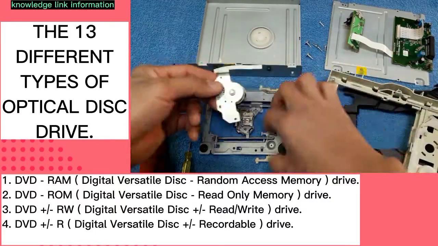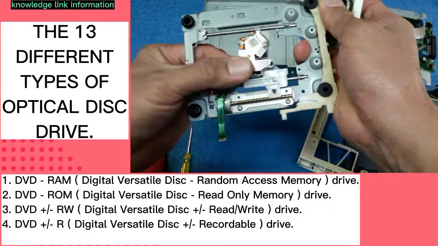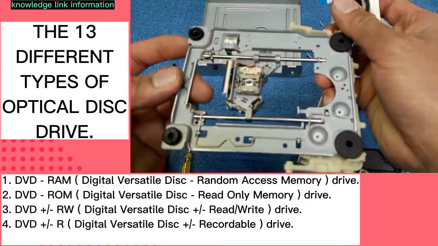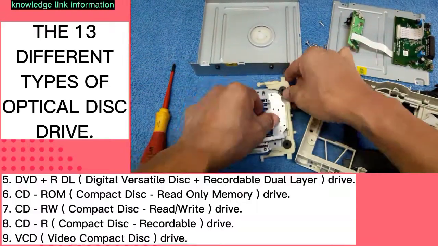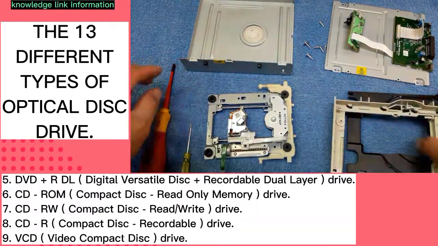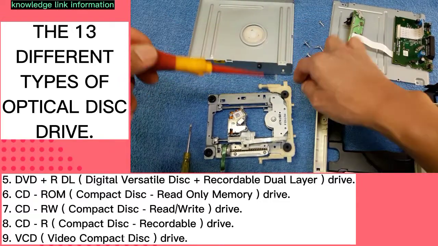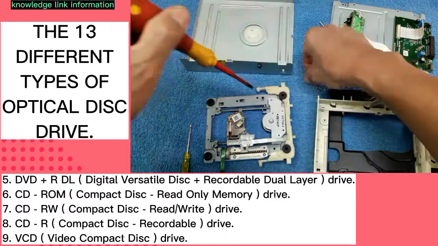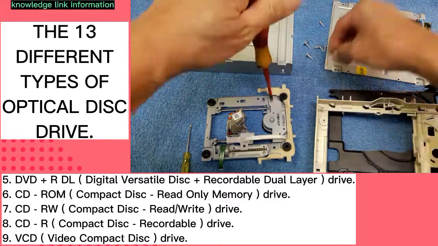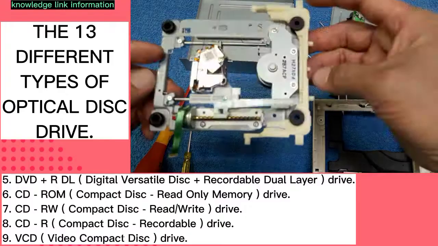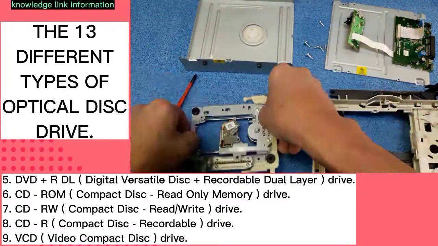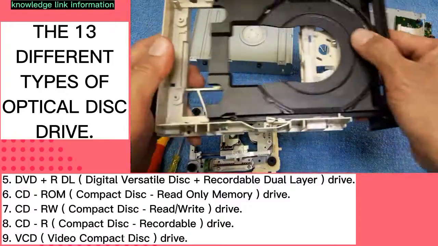Number 4. DVD-R, or Digital Versatile Disc Recordable Drive. Number 5. DVD-R DL, or Digital Versatile Disc Recordable Dual Layer Drive. Number 6. CD-ROM, or Compact Disc Read-Only Memory Drive.